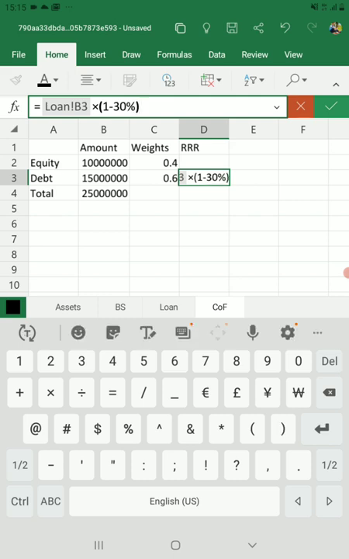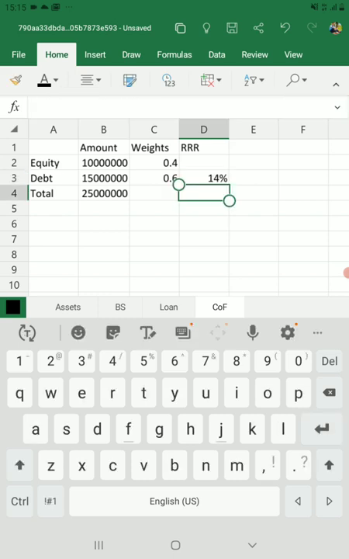Close the bracket, press enter. So the effective tax rate is not 20% as we saw in the loan, but it is 14% after incorporating the tax saving, as we have just explained.